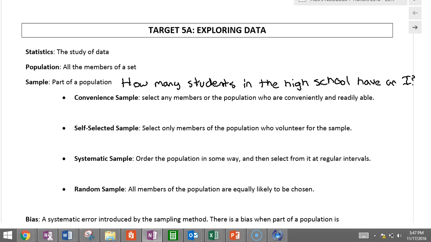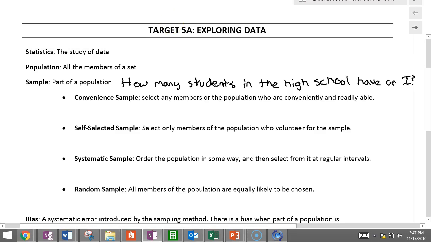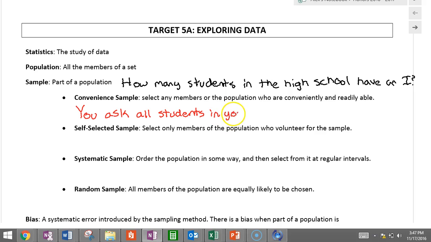Okay. And there's 4 different ways we can take a sample. The first one is a convenience sample. Right? So that's just selecting any members of the population who are currently and readily available. So that's if you ask all the kids in your class if they have an I or not. So that's convenient. You don't have to really do anything extra. You're already going to class and you're just asking all those students. Okay? It's convenient to you.